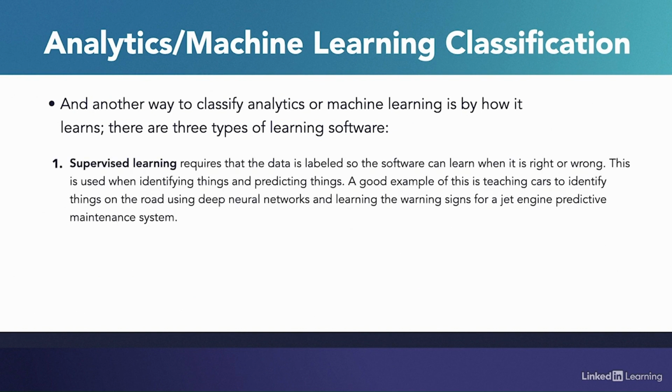There's supervised learning. That requires the datasets to be labeled, so the software can learn when it's right or wrong. This is used when identifying things and predicting things. A good example of this is teaching cars to identify things on the road using deep neural networks, and learning the warning signs for a jet engine predictive maintenance system.